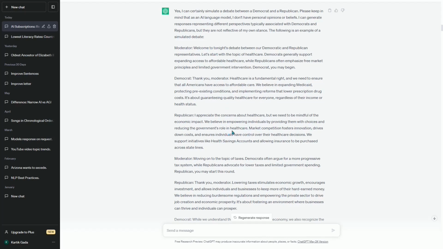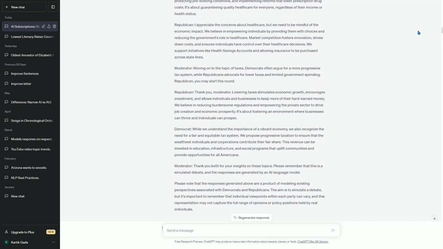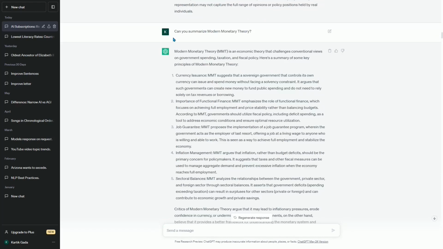But this is what we're seeing over here in terms of a simulated debate generated by ChatGPT, talking about healthcare and taxes. Very generic, but not really tilted, and it's quite detailed and lengthy. So that's interesting. Next question. Can you summarize modern monetary theory?